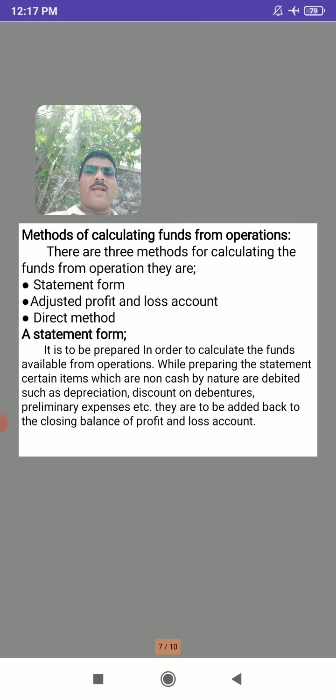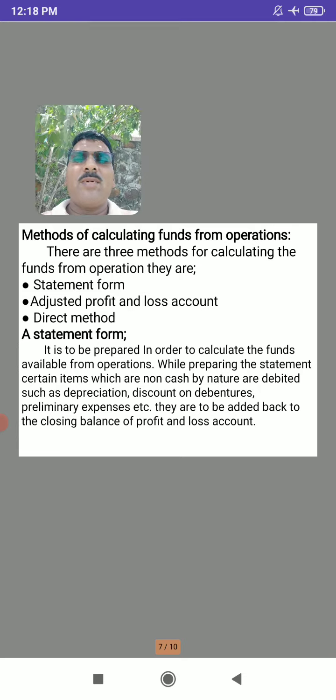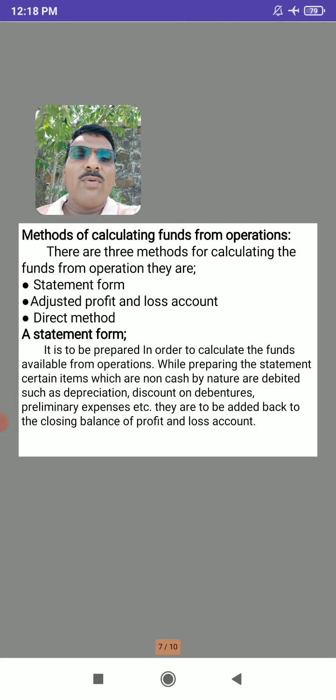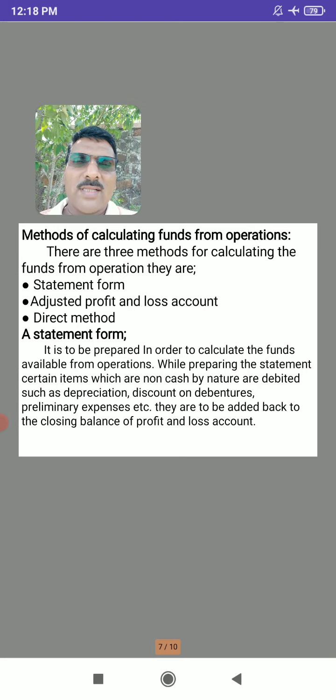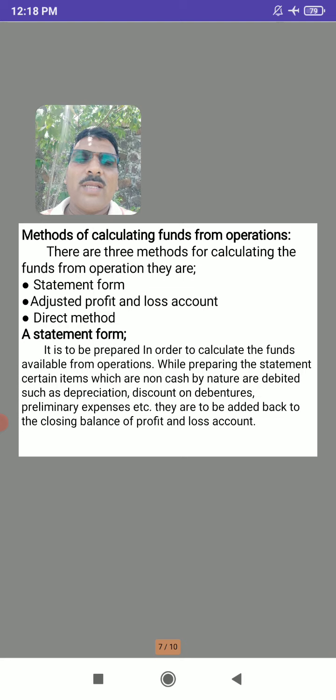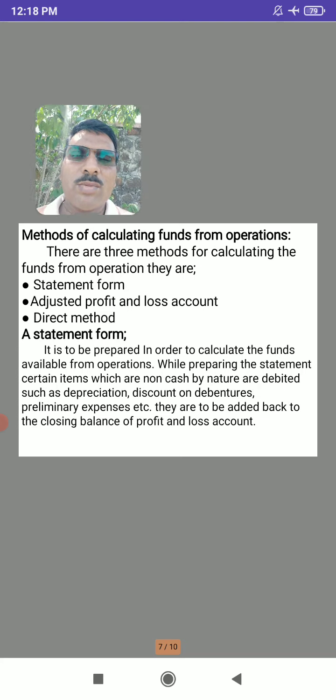Next, methods of calculating funds from operations. There are three methods to calculate the funds from operation. They are as under: first, statement form; next, preparing the adjusted profit and loss account; and finally, the direct method. So these are the three ways to find out the funds from operation.